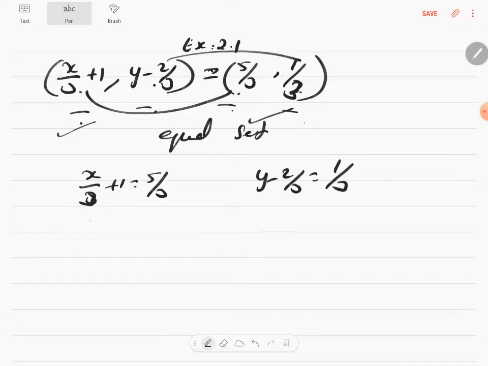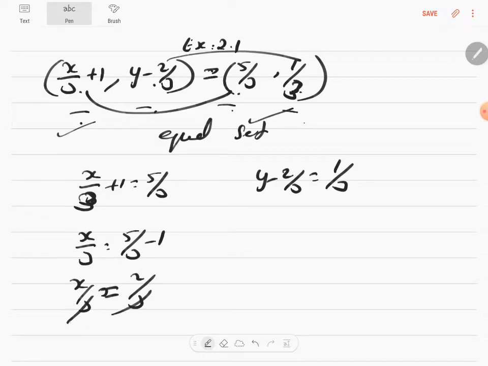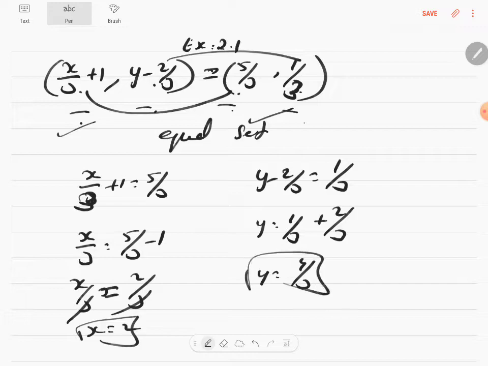So we can solve for x. You take LCM, or you can take x by 3 is equal to 5 by 3 minus 1. X by 3 is equal to 5 minus 3 is 2 by 3. 3 gets cancelled. X is equal to 2. Take here 1 by 3 plus 2 by 3. Y is equal to 4 by 3. So thus you get your x and y, and such a set where it's equal is called an equal set.